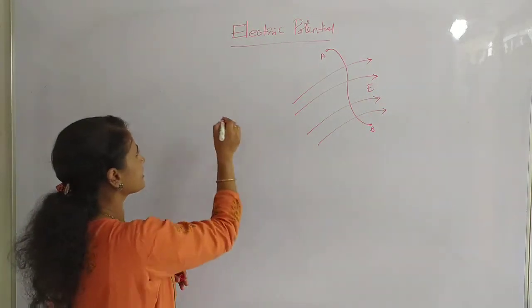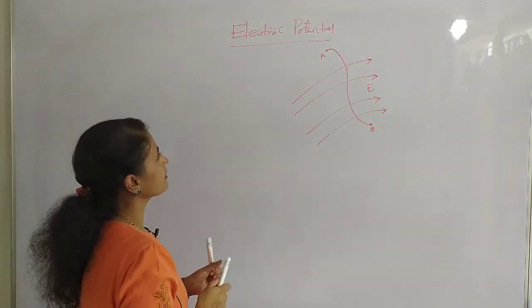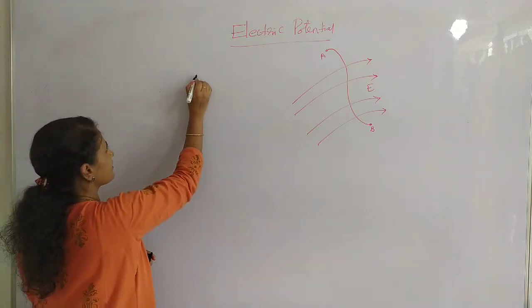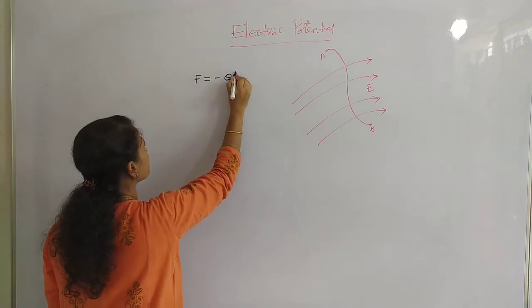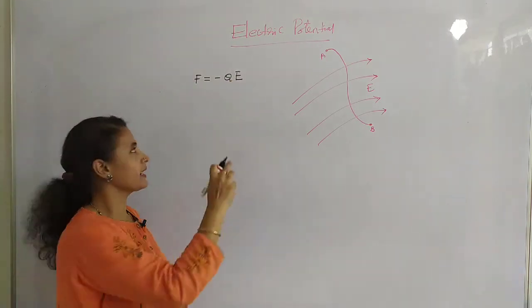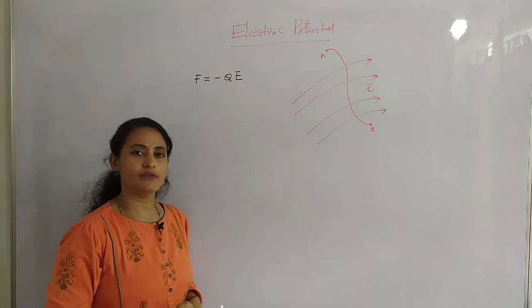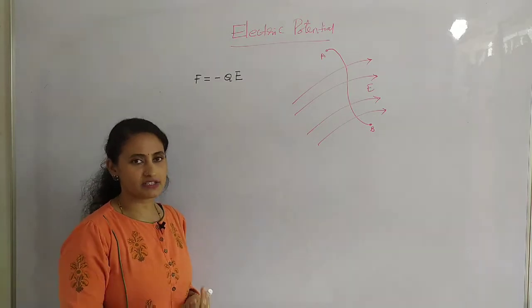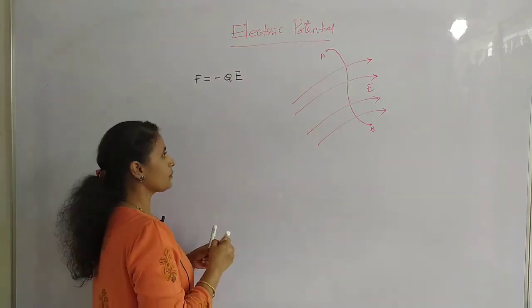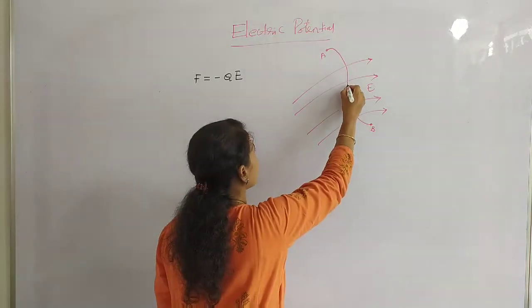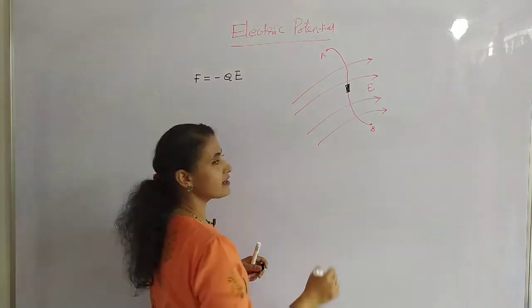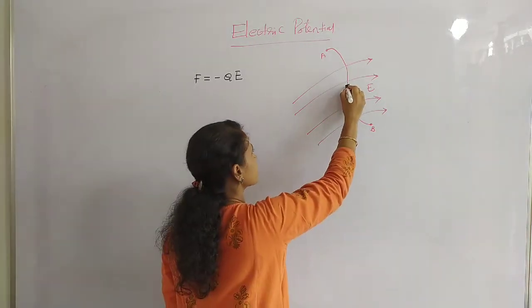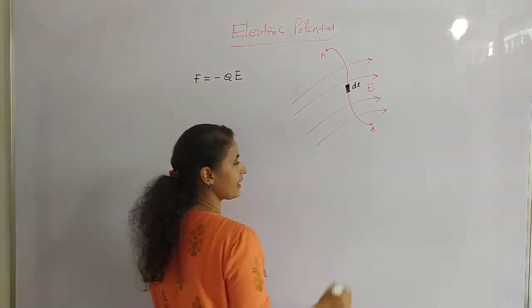Then the force on the charge is given by, from Coulomb's law, F is equal to minus Q into E. So this minus sign indicates that the work has been done by the external agent. Okay. Now let us have a small differential length here, over which the charge has taken the displacement. Let this differential length be given by dl.